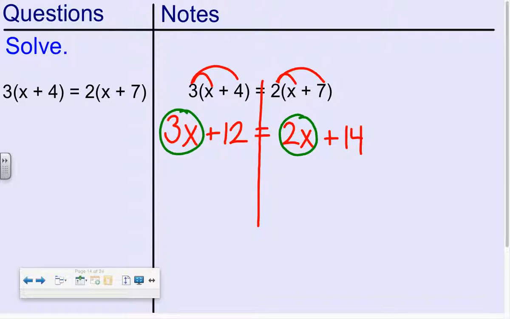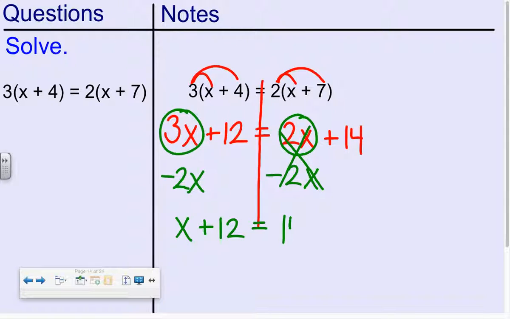So now I've got a 3x on this side and a 2x on this side. And I have to get my variables on the same side before I can continue solving my equation. I'm going to do that by adding or subtracting. So the 3x and the 2x are both positive, so I'm going to have to subtract one of them in order to get them on the same side. I like to keep things positive if possible, so I'm going to subtract 2x on both sides. 3x minus 2x is 1x, or just x. Those cancel, and then I have 14.